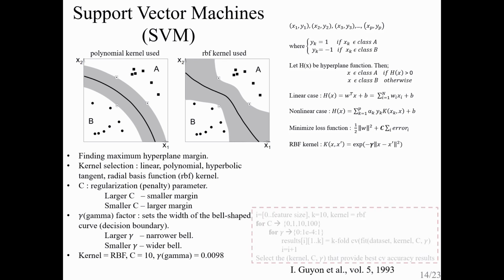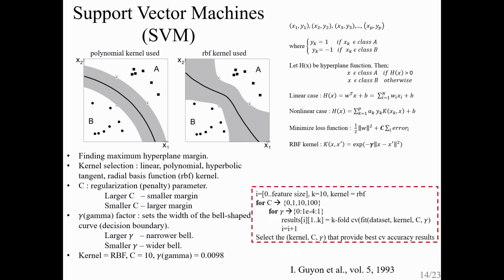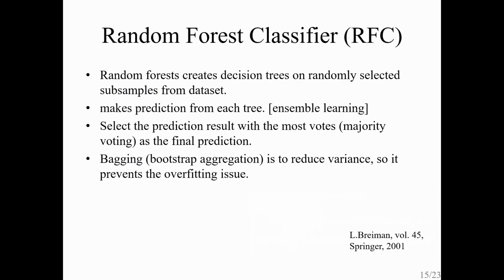And also we have a pseudocode in here. We have a nested loop in here for different regularization factor, for different gamma factor. And at the end of this algorithmic approach, we selected the best hyperparameters that provide best cross-validation accuracy results.